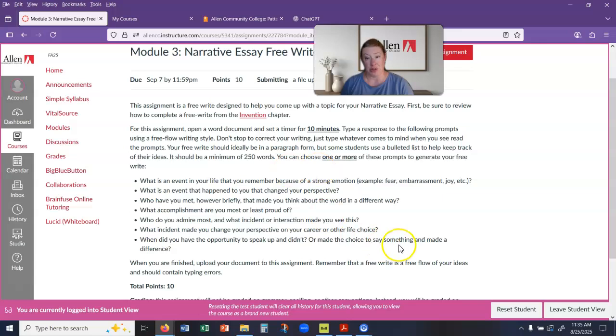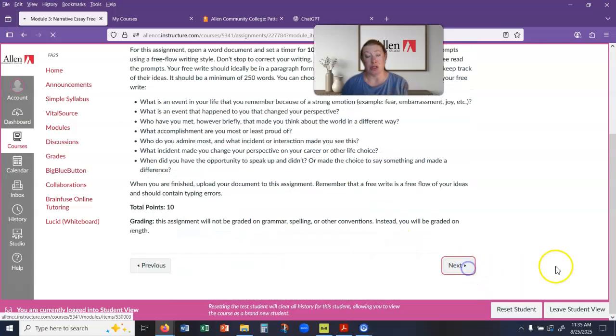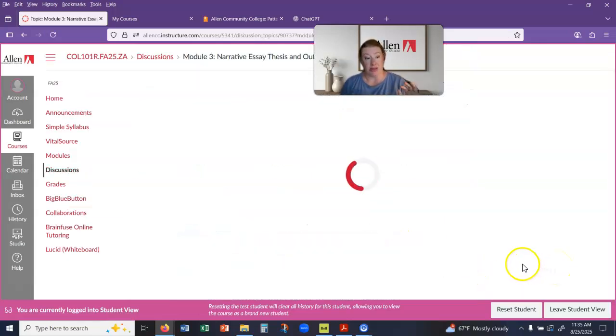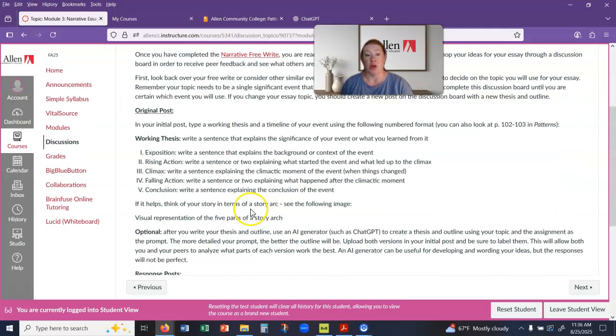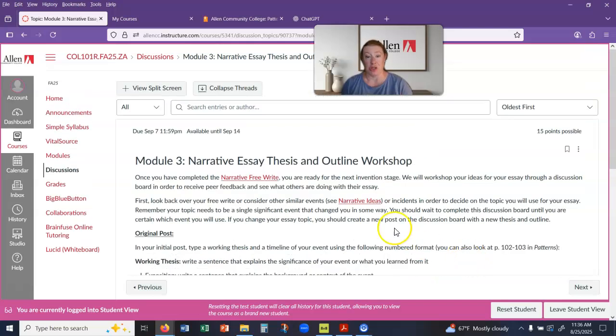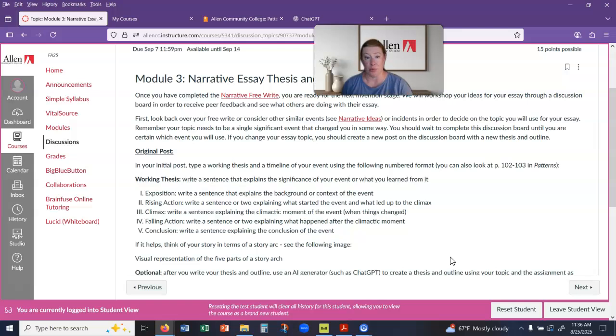So those are different things that you can think about. And then once you're done with that, you've got your free write done. Then you have to actually decide on your essay topic, and then you're going to post about it on this discussion board. So for each essay, you're going to do a thesis and outline workshop discussion board. And basically the purpose of these is just to give you a chance to see what other students are doing, and what are some ideas that I can use that other students are doing, but also I get a chance to get some feedback on your plan.